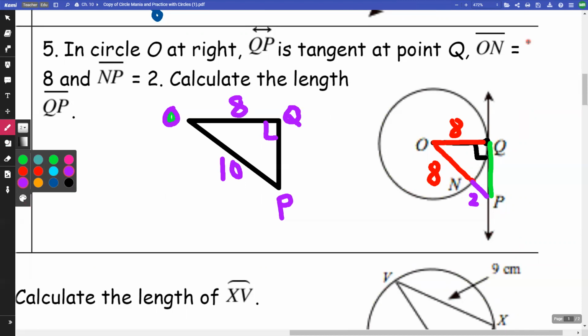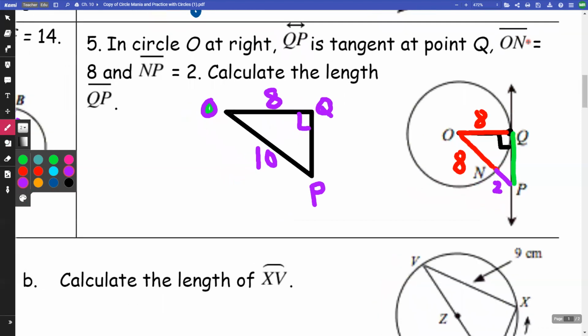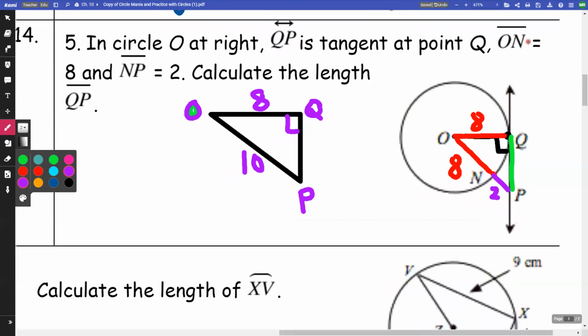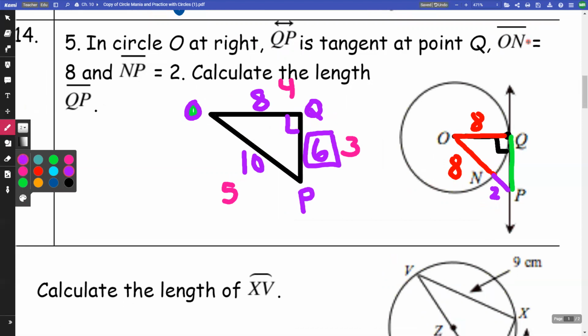And this is 8. So I can do Pythagorean, but this is actually going to be a 3, 4, 5 right triangle. So 4 times 2 is 8, 5 times 2 is 10, so 3 times 2 is 6. So that is going to be 6. But you can also do Pythagorean theorem.